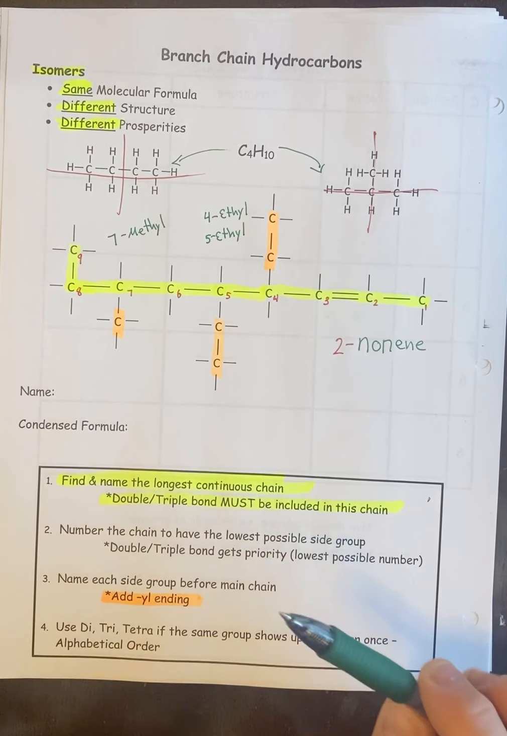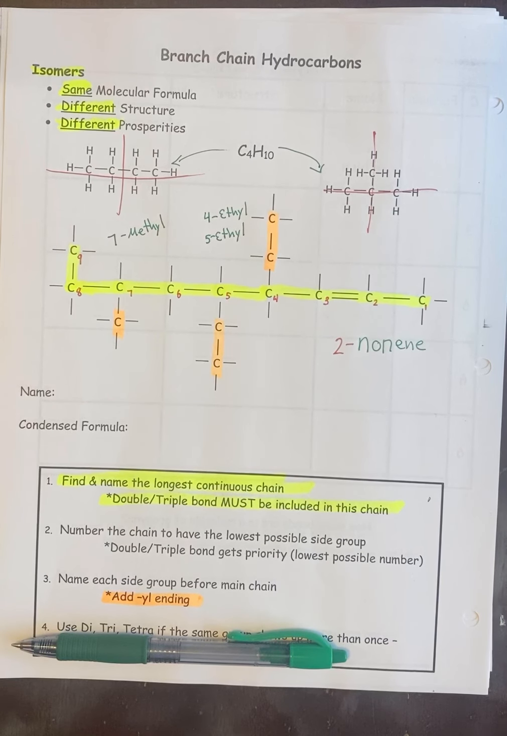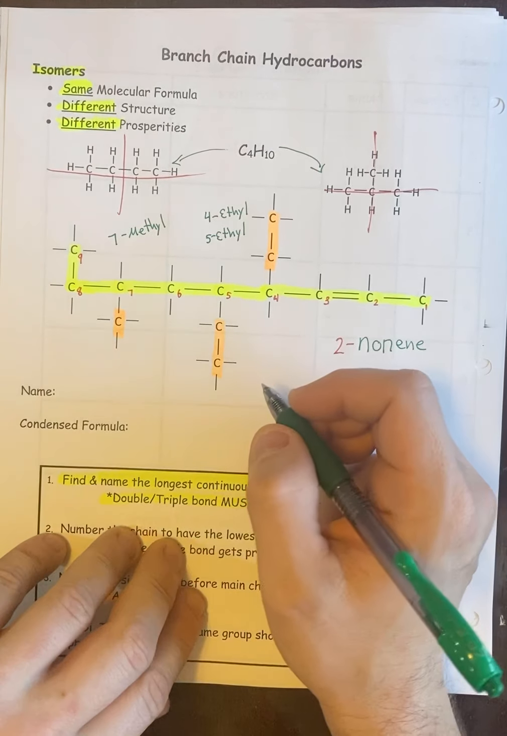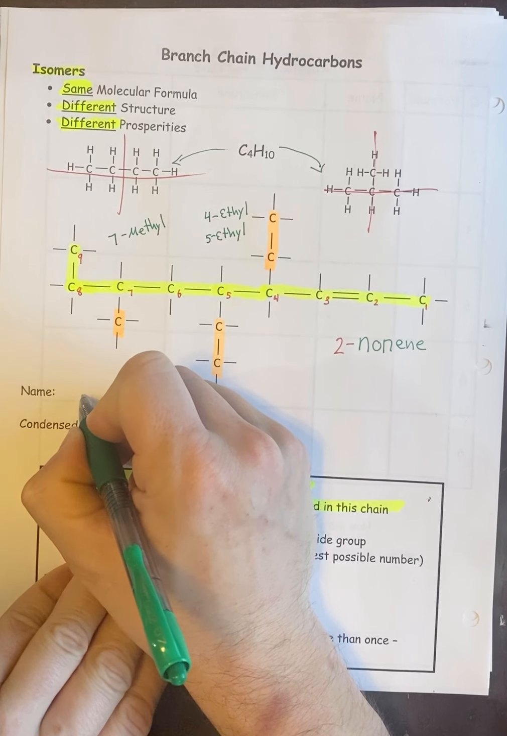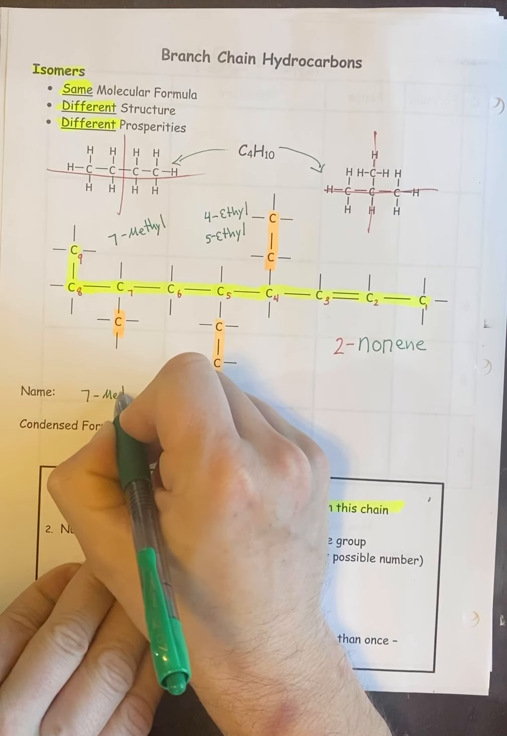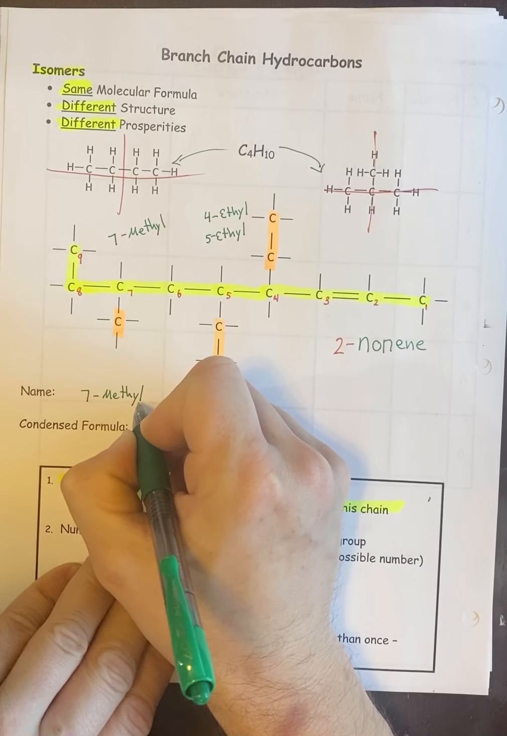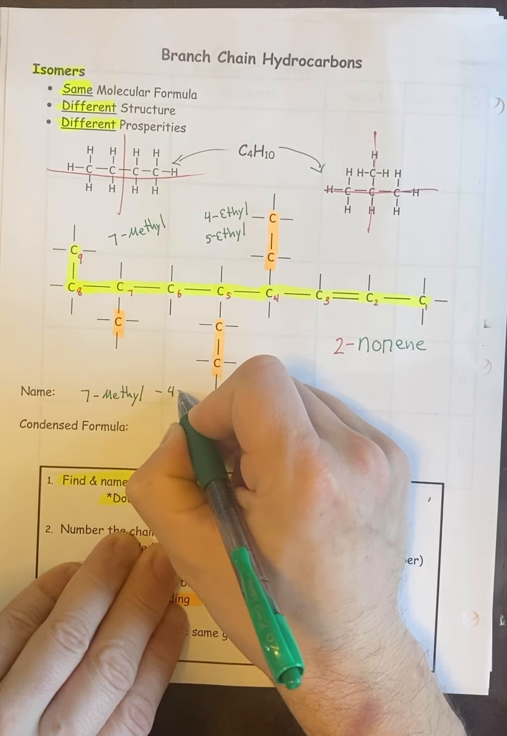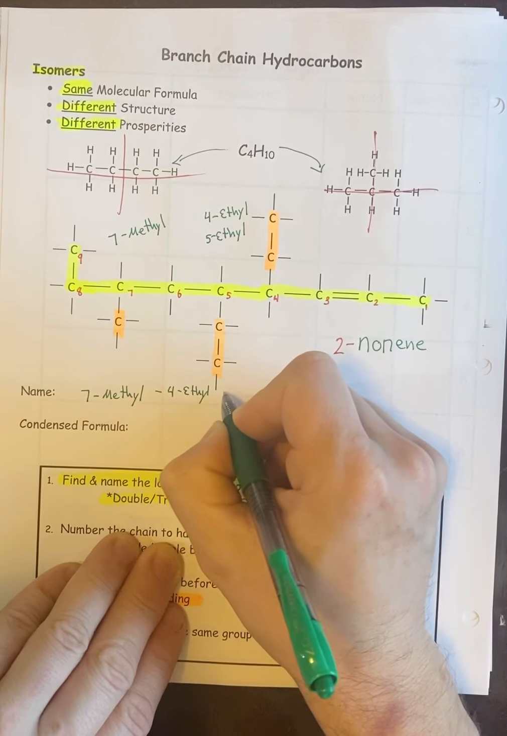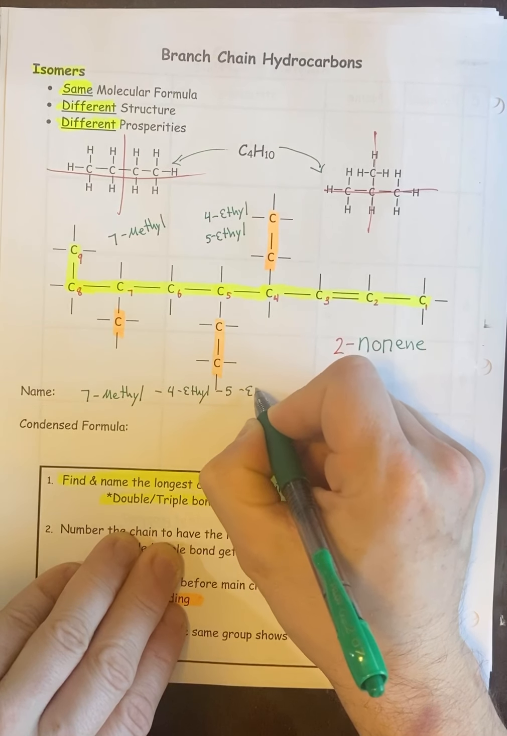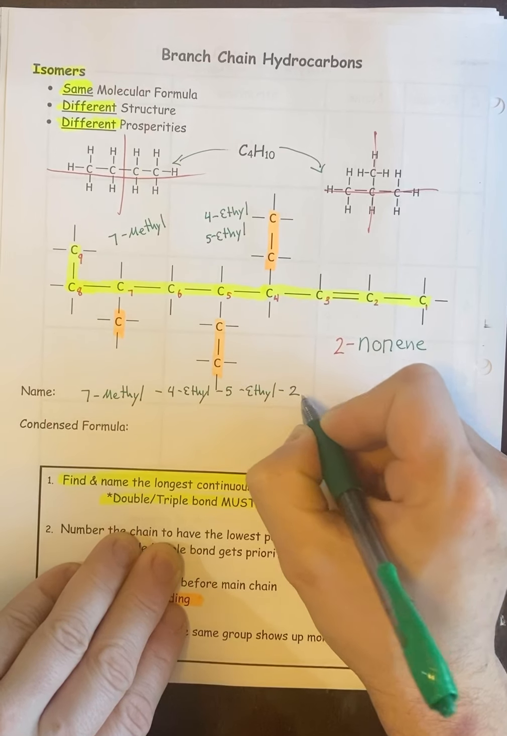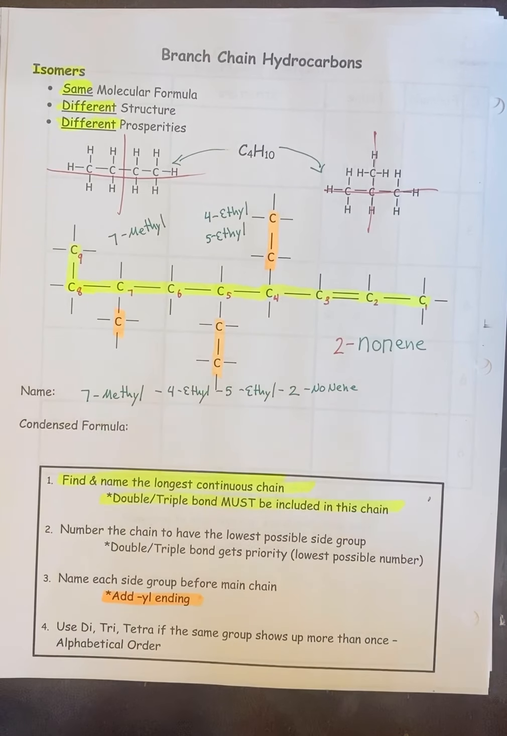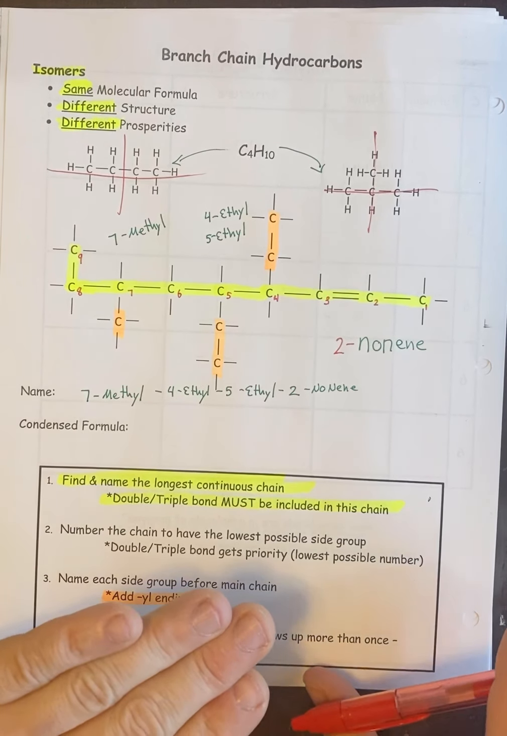Now, what you would do is you would normally put those all together, but that name wouldn't be 100% right either. So I'm going to show you where the mistake is. Normally, you would write it out like this. You would write 7-methyl, 4-ethyl, 5-ethyl, 2-nonene. But there's a couple things. There's a couple reasons this is wrong.